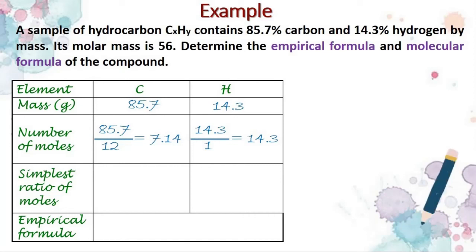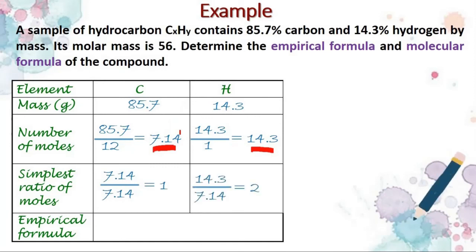Compare both of the numbers of moles. Since the number of moles of carbon is smaller than the number of moles of hydrogen, to get the simplest ratio, we need to divide the number of moles by 7.14. So for carbon, the ratio is 1, whereas for hydrogen, the ratio is approximately 2. Empirical formula is CH2.